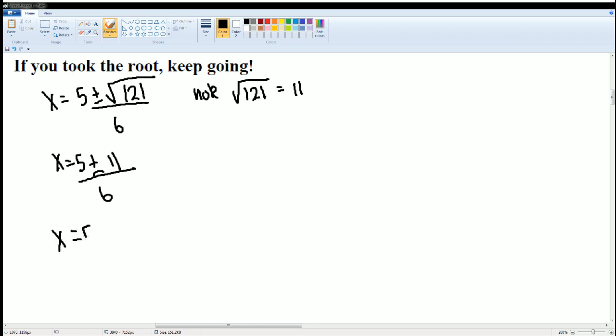X is equal to 5, and there are two answers here. Hold on, I'm just going to write them out. The first one is going to be your plus 11. Then your second answer is going to be minus 11. Then you would finish it here. But notice there are two answers here. Good? So, if you can take the square root, keep going.